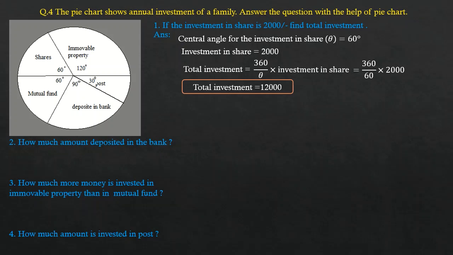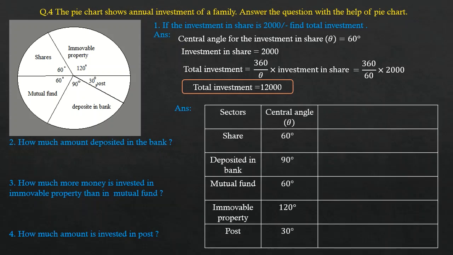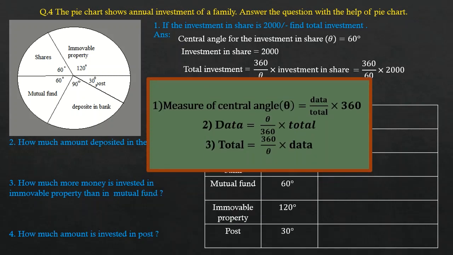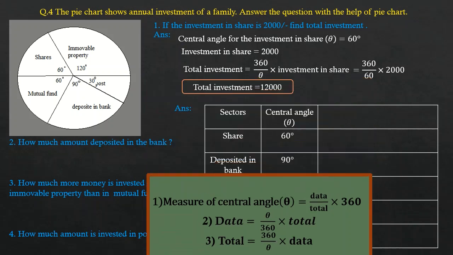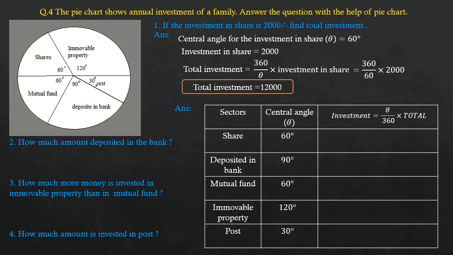So instead of writing in words, we are preparing a table with 3 columns. In the first column we'll write down sectors, which are share, deposit in bank, mutual fund, immovable property and post. उन सब के हमने central angle लिख लिए हैं, which is given in the pie diagram. Now we have to find out data. So again we use a formula. हमारे पास central angle है और data find करना है, तो second formula we use for data, which is theta upon 360 is equal to data upon total. So investment is equal to theta upon 360 multiplied by total.